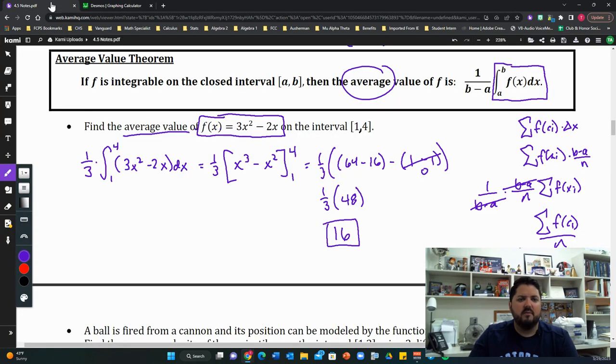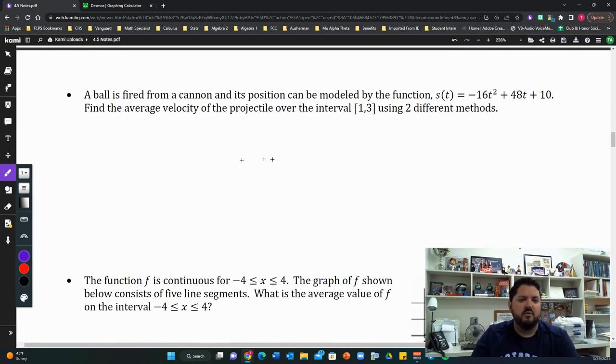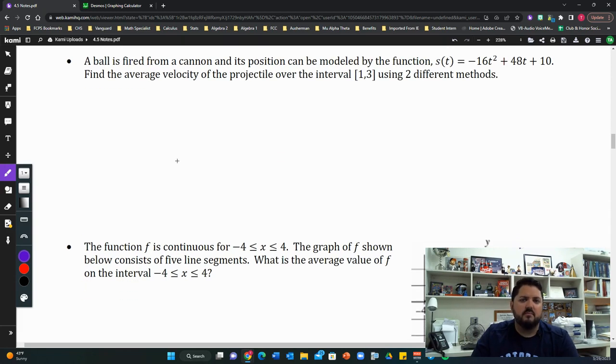But that is the idea of the average value theorem. It's a way of calculating the average or mean value of a function across a given interval. So an application of where this is beneficial or helpful to us is vertical motion.